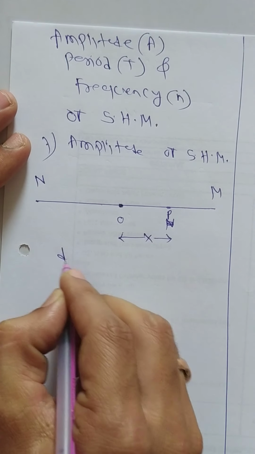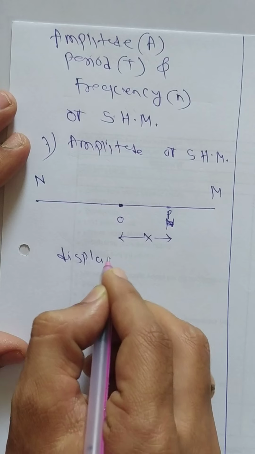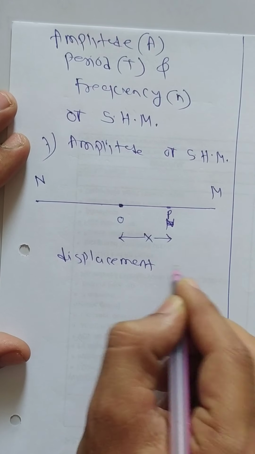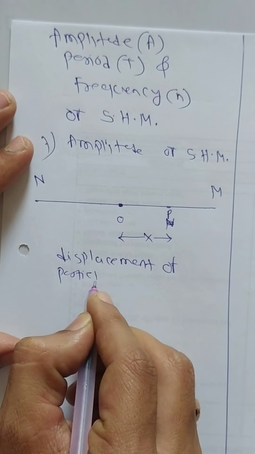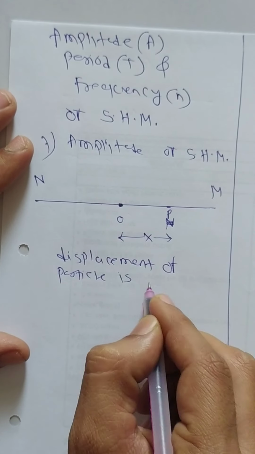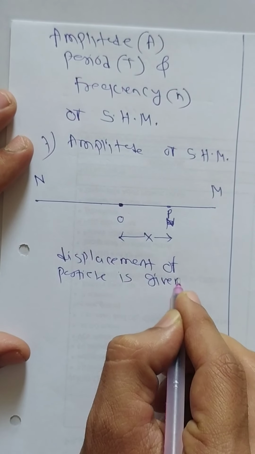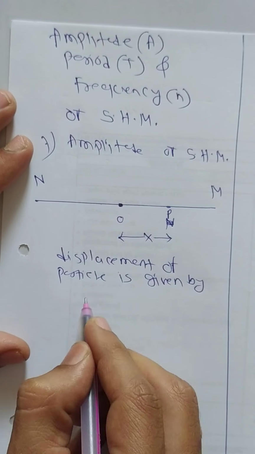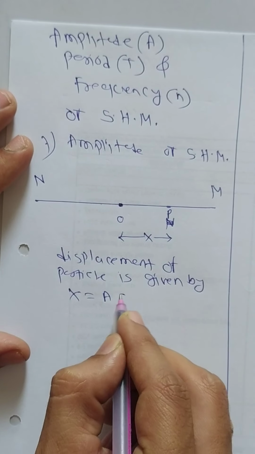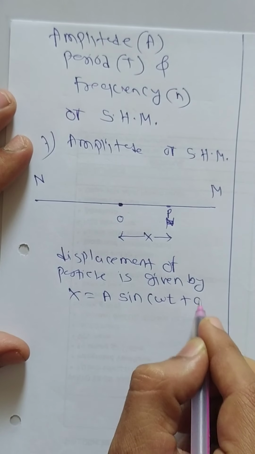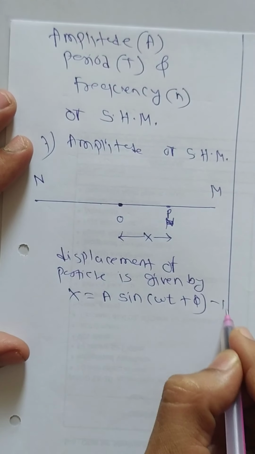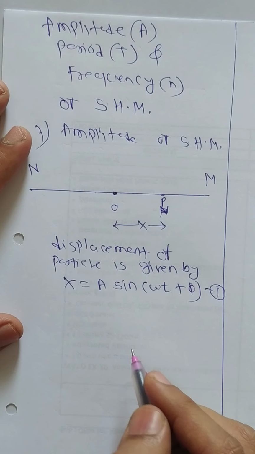We know that the displacement of the particle is given by x equals a sine of omega t plus phi. Equation 1. We know about it.